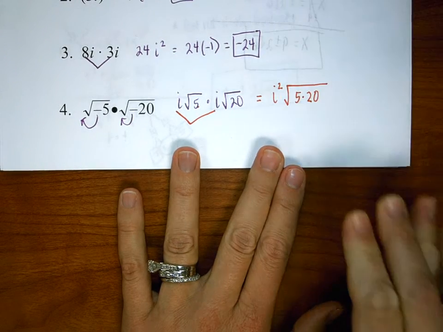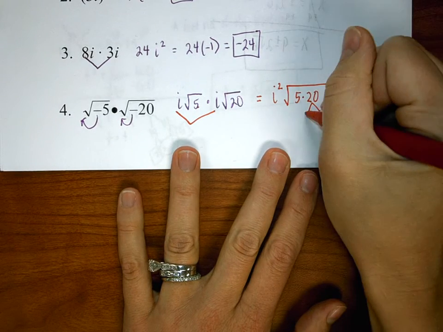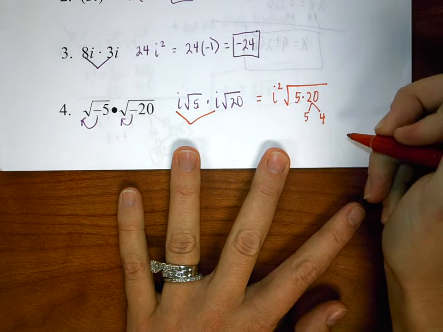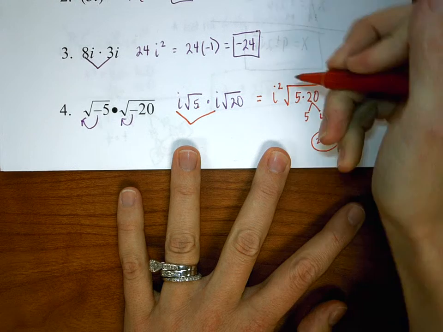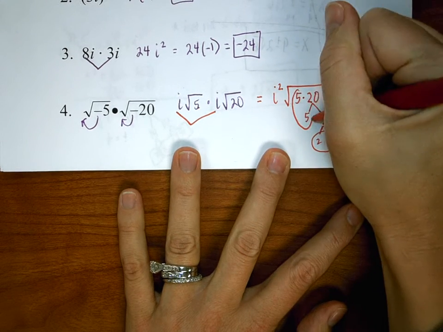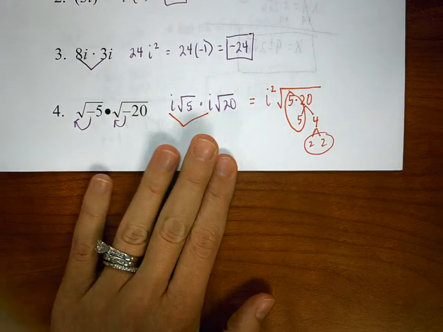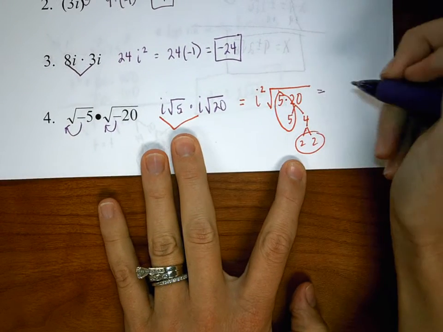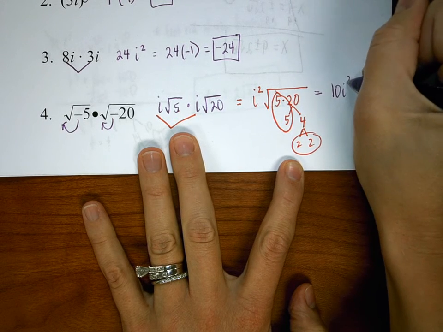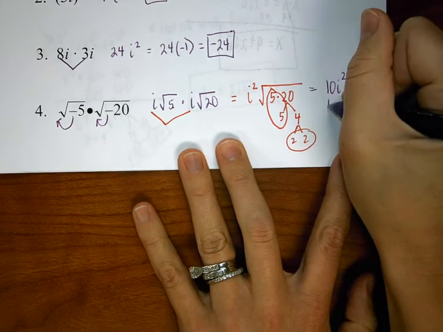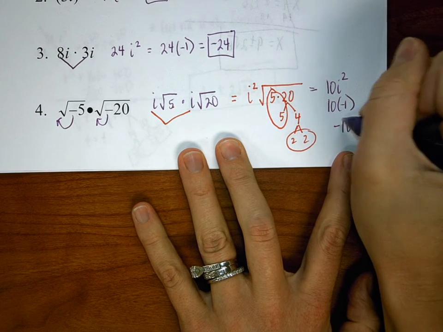So I'm just going to write this as 5 times 20 because we're going to end up breaking it down, right? And then what does 20 break down to be? 5 and 4, and what does 4 break down to be? 2 and 2. So I have a pair of 2's, and I have a pair of 5's. And when I bring all of that out, we end up with 10i squared. But what is 10i squared? Negative 10, because we have 10 times negative 1, which is negative 10.